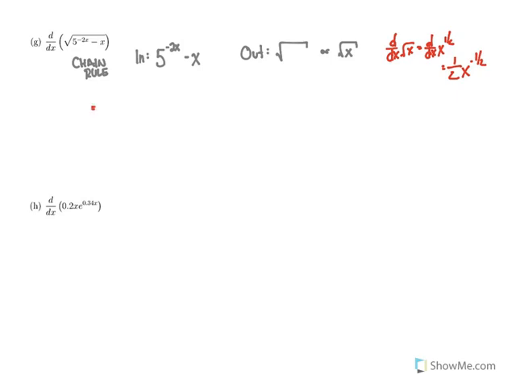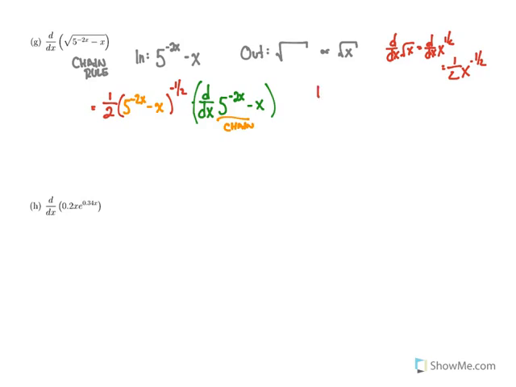So this is going to be 1/2 something to the negative 1/2 power. The something is the inside function, 5 to the negative 2x minus x, times the derivative of 5 to the negative 2x minus x. And note that we need the chain rule to take care of that 5 to the negative 2x. So we're going to have to do chain rule again.